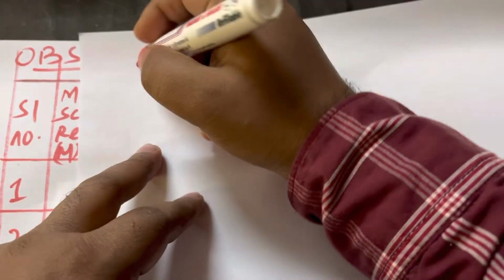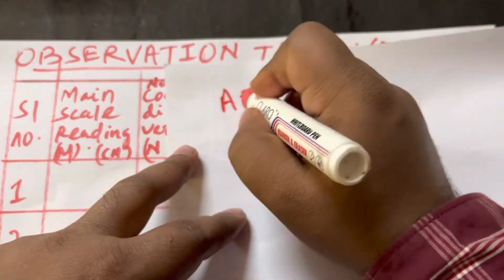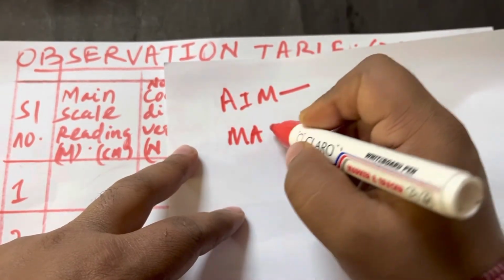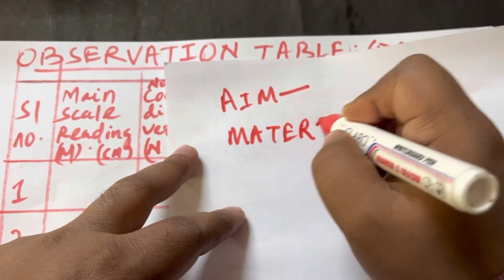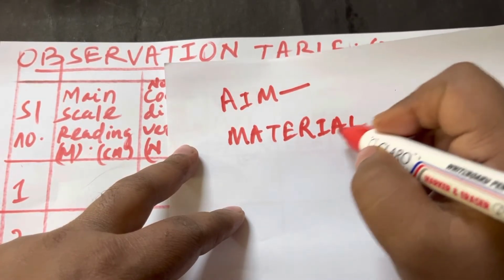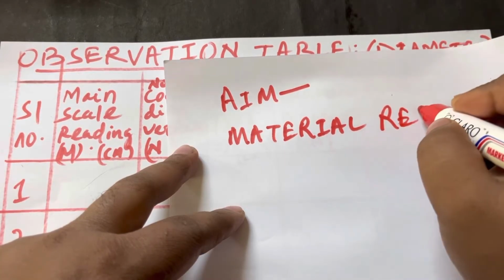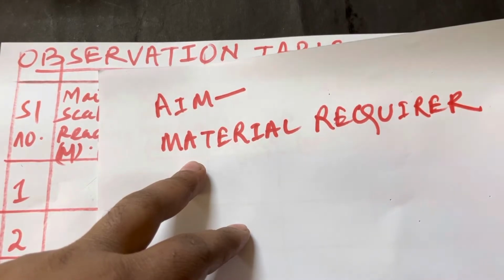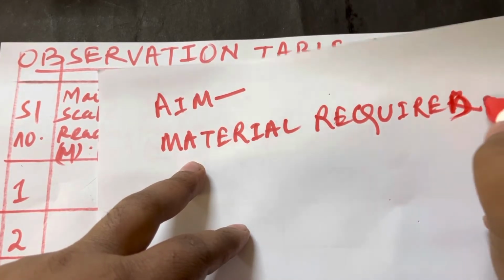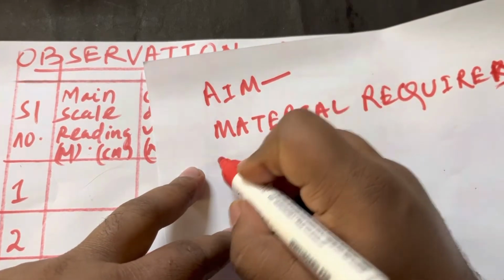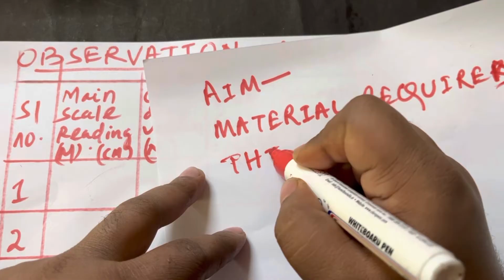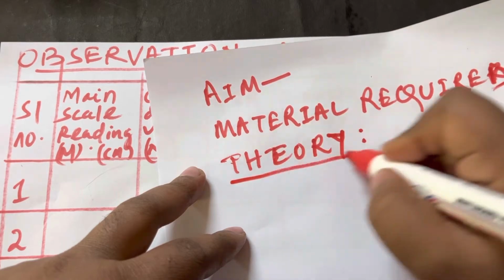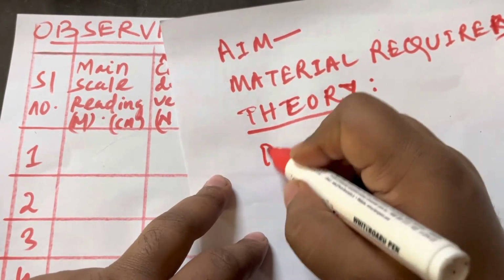First you will write the aim of the experiment. Then you will write the apparatus and materials required. Third, you will write the theory or the principle. Then you will write the procedure.